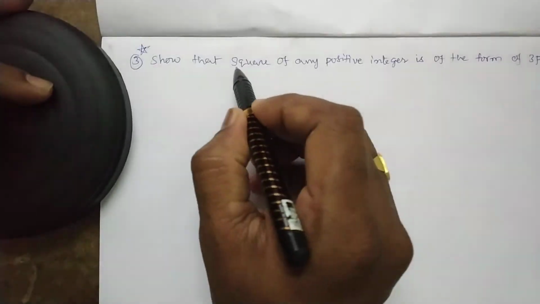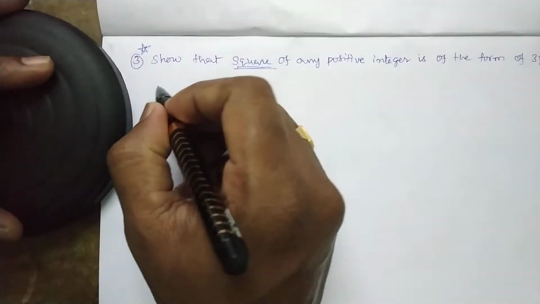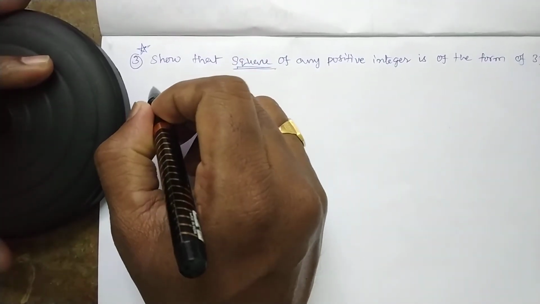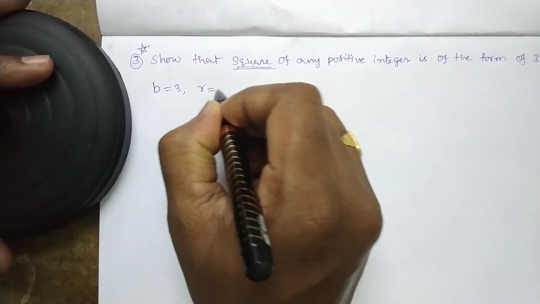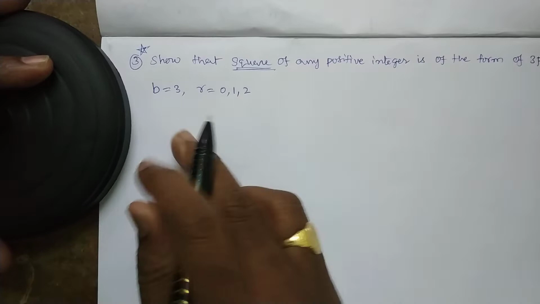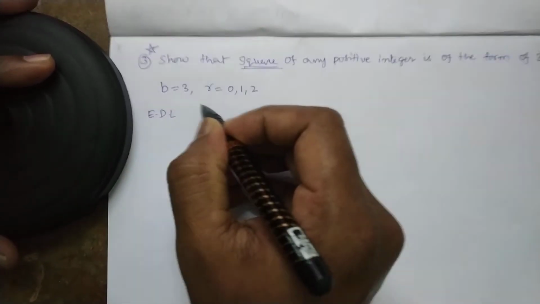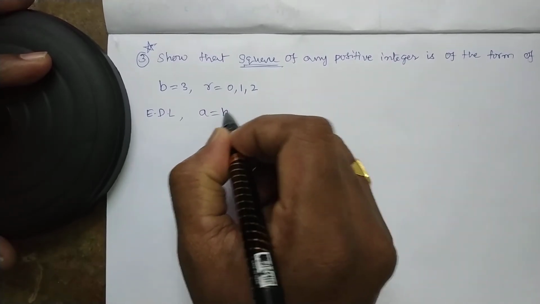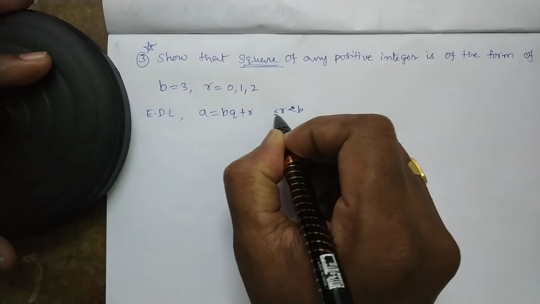So show that the square of any positive integer, using Euclid division lemma. Okay, don't forget. So now let us write the b value. As you compare, b is equal to 3, remainders are 0, 1, 2, so as you know, less than 3. So now let us write Euclid division lemma. Very, very important, children. a is equal to bq plus r, where r is greater than or equal to 0 and less than b.